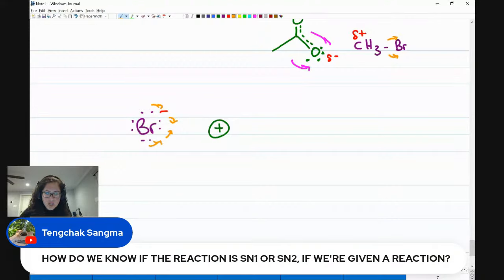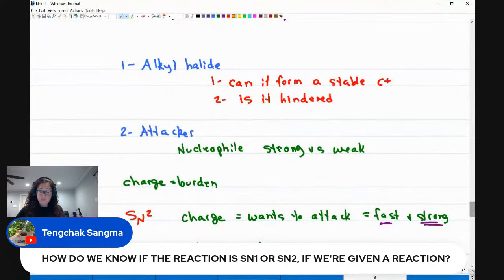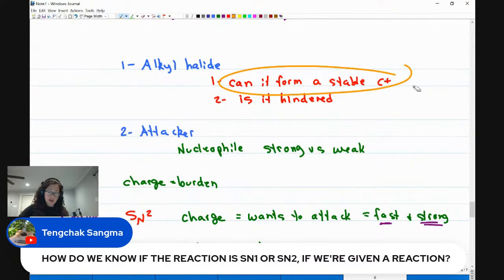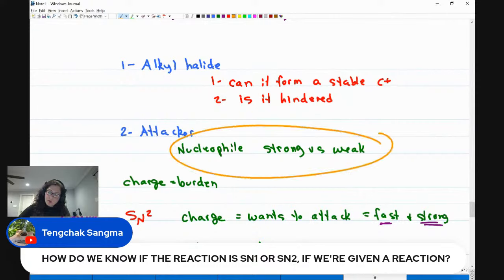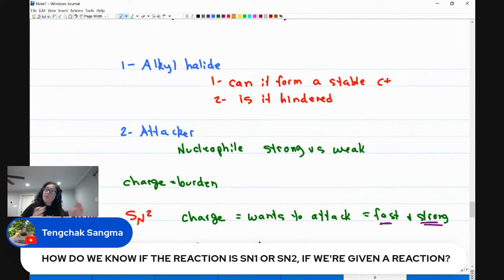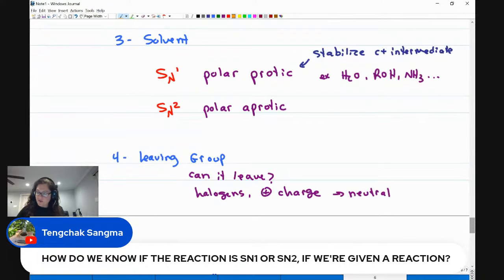How do we know if the reaction is SN1 or SN2 if we're given a reaction? That is a great question. We look at the alkyl halide. Can I form a stable carbocation for SN1? Is it hindered, meaning to block SN2? Is the nucleophile strong or weak? If it is strong, more likely to go SN2. If it is weak, more likely to go SN1. Is the solvent polar protic? Can I stabilize the SN1 carbocation? Or is it polar aprotic to make the nucleophile more angry and stronger for an SN2 reaction? And of course, do I have a good leaving group?